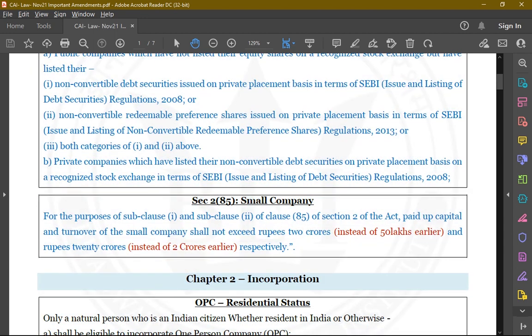So now student, any private company which has less than 2 crore rupees paid up capital and at the same time has less than 20 crore rupees turnover, it is known as small company. Earlier the limit was 50 lakhs and 2 crores respectively.